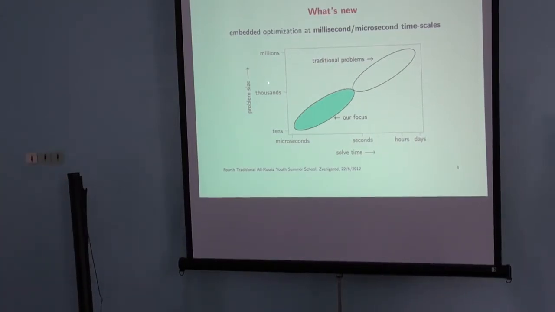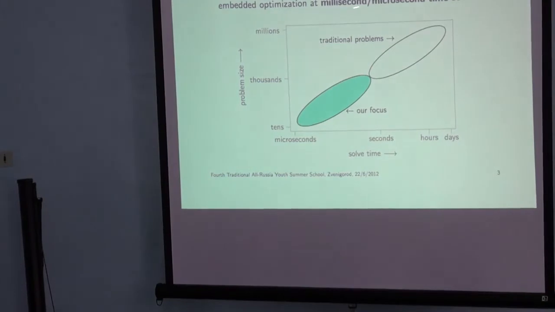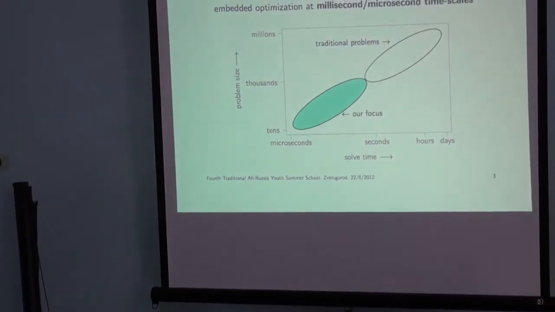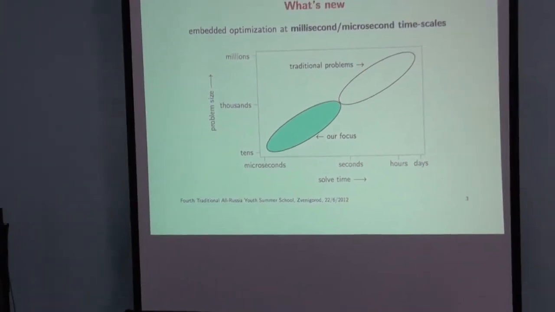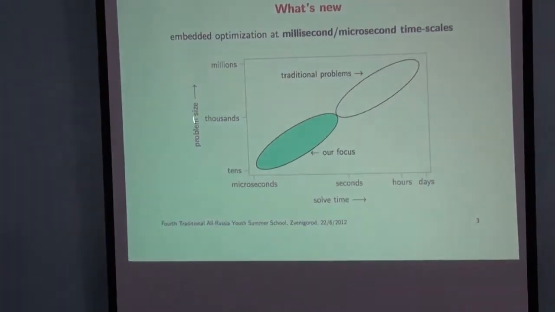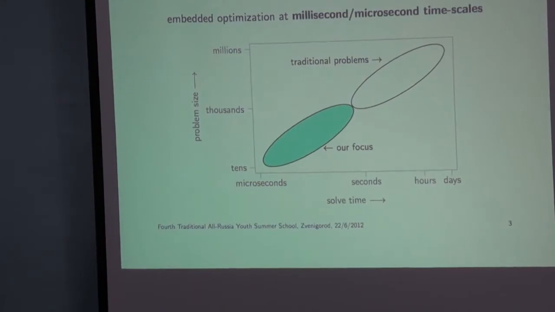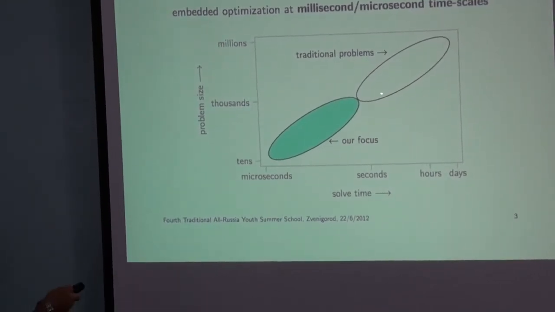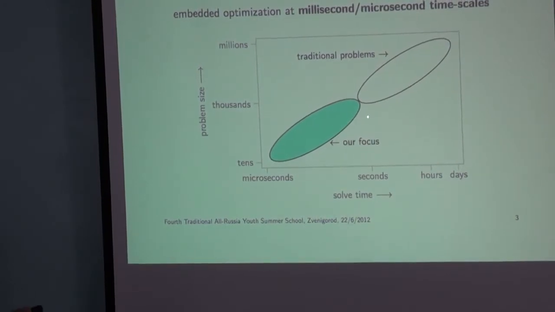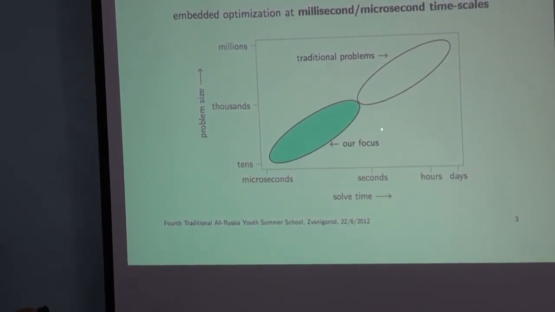What's new is that you can actually carry out optimization at the millisecond and microsecond time scales. You don't even hear it. I mean, it's not something people even think about. So traditional problems, don't take this too seriously, right? Because it's just a picture. But the idea is that, normally people do talk about solving an optimization problem in a few seconds, it could be hours, and it could even go as long as days, right?